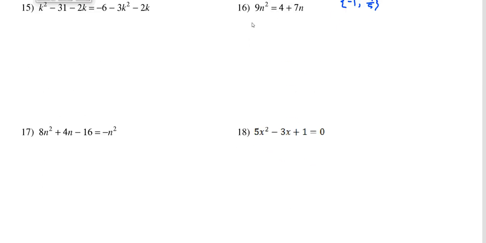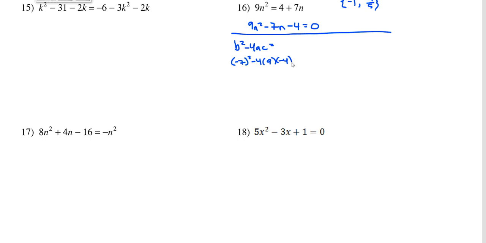the discriminant is going to turn into negative 7 squared minus 4 times 9 times negative 4, which is 49 plus, because I have the double negative, 4 times 9 is 36. 36 times 4, 144. Adding those together, we get 193.